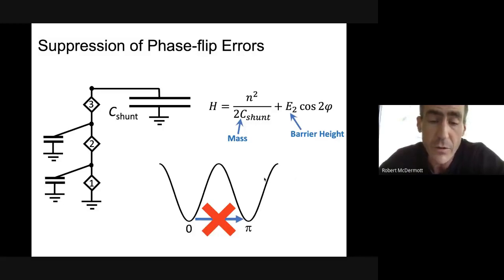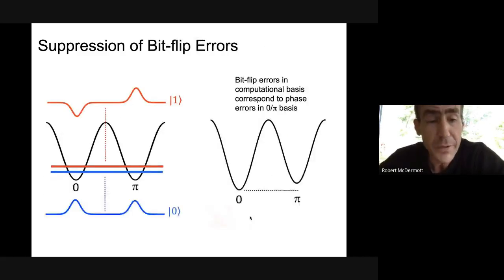And so that's going to give us an exponential suppression of these tunneling events between the local minima of the 0 pi valleys that will translate into an exponential suppression of phase errors in the 0 pi qubit. Okay, so that's easy to understand. How about bit flip errors?